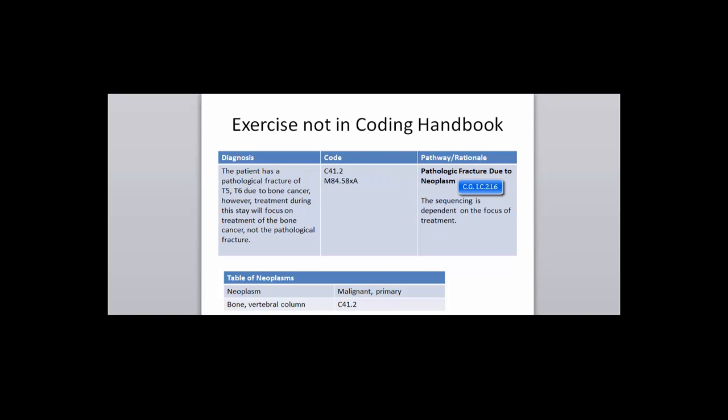Here's another example, the same example, however this time the focus is on the bone cancer, not the fracture. So all we do is invert our codes. So now our cancer diagnosis is our primary code, and the vertebrae fractures are the secondary code in this case.